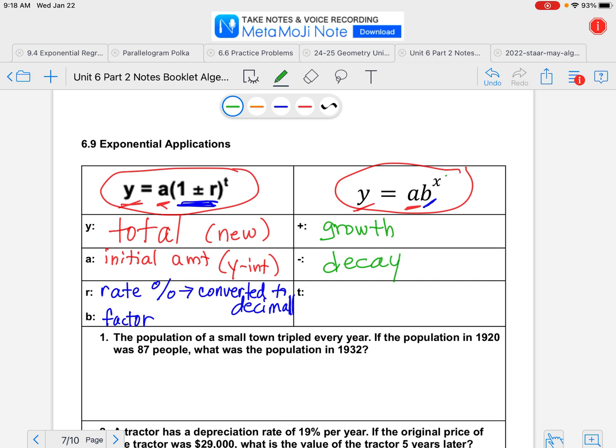Now the x is the exponent and the t is the exponent. t stands for time. And x, they both stand for the number of times that it grows or decays. How many time intervals occur?